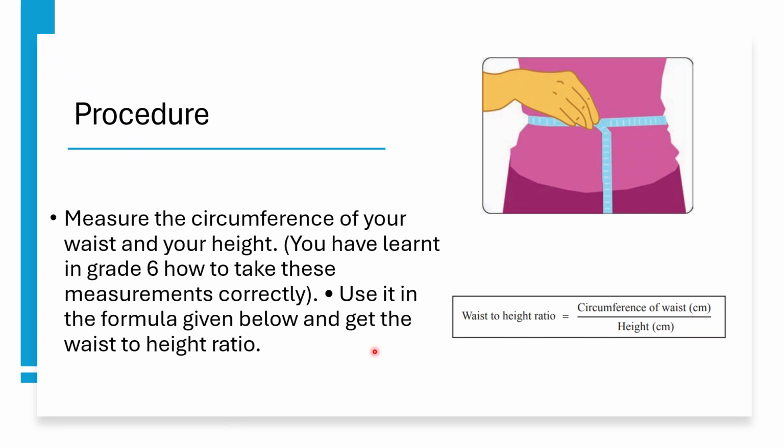Right down here, this tiny little box. So waist to height ratio equals circumference of the waist, in centimeters, divided by the height. So that's how you get the waist to height ratio.